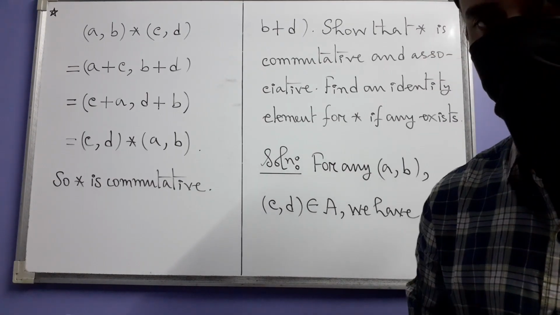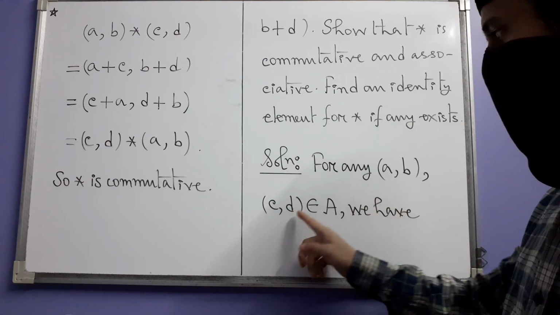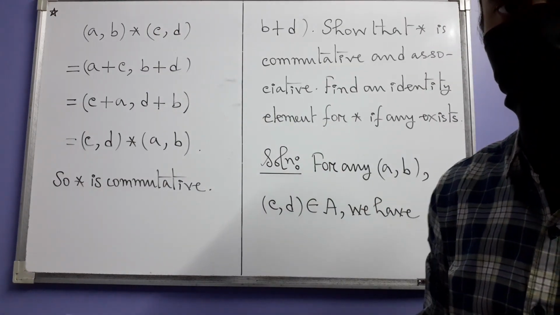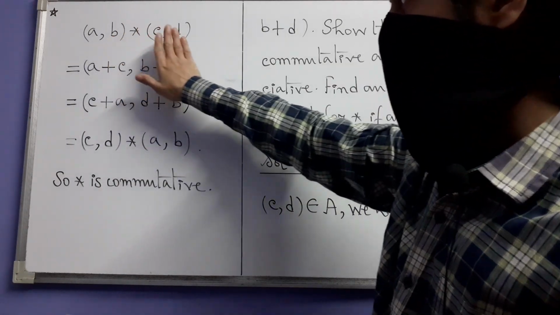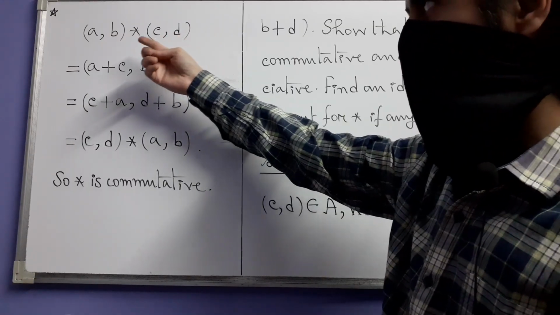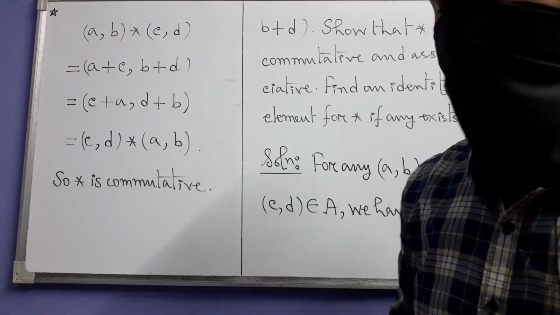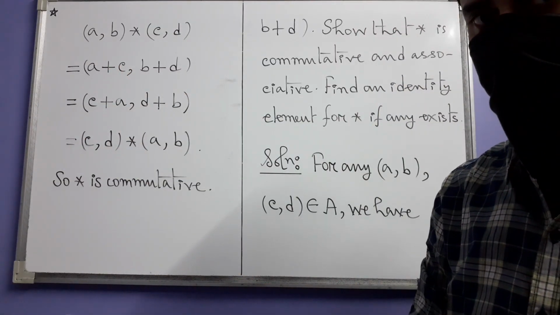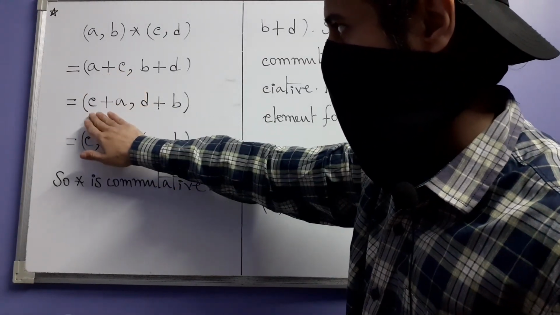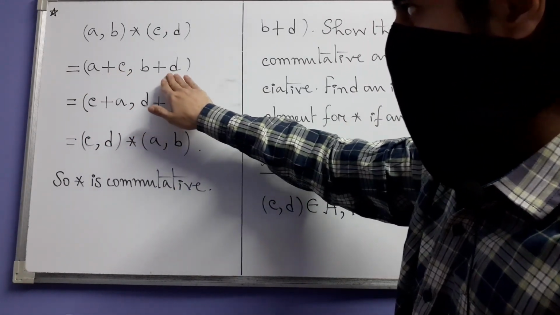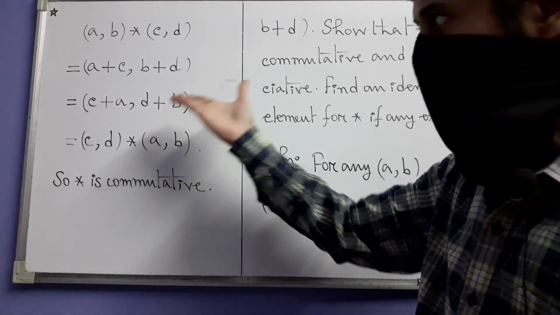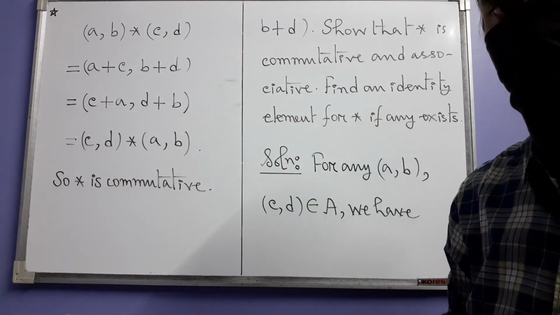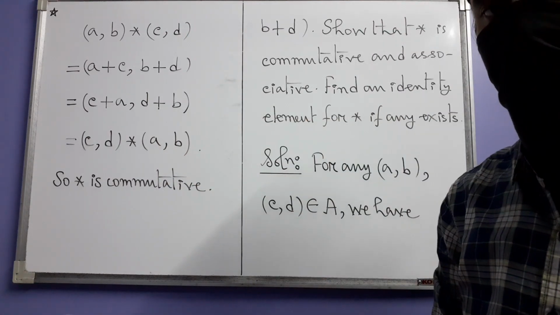To show commutativity, we take two elements A, B and C, D in A and calculate their star value in a particular order, say we take this one first followed by this one. Then by the definition of star, this is A plus C, B plus D. Now addition of natural numbers itself is commutative. We already know this fact. So in place of A plus C, we can write C plus A, and in place of B plus D, we can write D plus B. This thing, however, is C, D star A, B. So that is just commutativity, and that is why star is commutative.